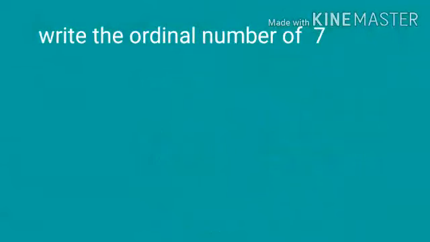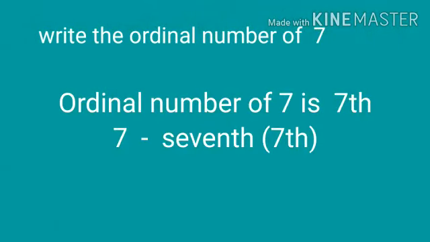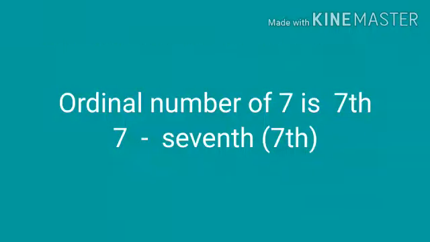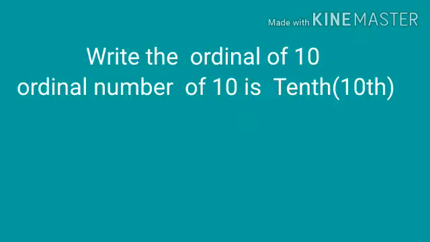For example, write the ordinal number of 7. Ordinal number of 7 is 7th. Next one, write the ordinal number of 10. Ordinal number of 10 is 10th, T-E-N-T-H, 10th.